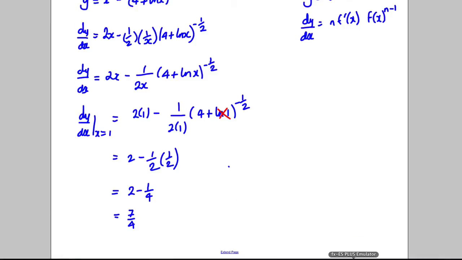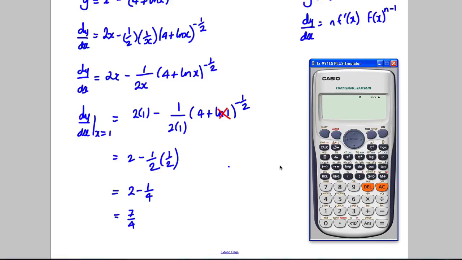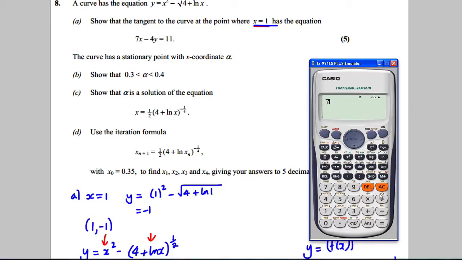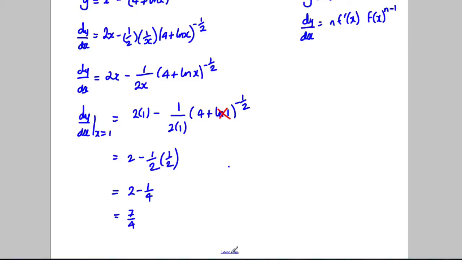All right? Now, at this point, I just do a quick double check. The calculator can help you out. If you give the calculator the original function, it can differentiate it and put x as 1 and see if we also get the answer 7 quarters. So I'm going to differentiate the original function, x squared, take away the square root of 4 plus natural logarithm of x. I'm going to substitute in x is 1, and I get 1.75. And 7 divided by 4 is 1.75. So I know I've done this right and I've checked on my calculator.